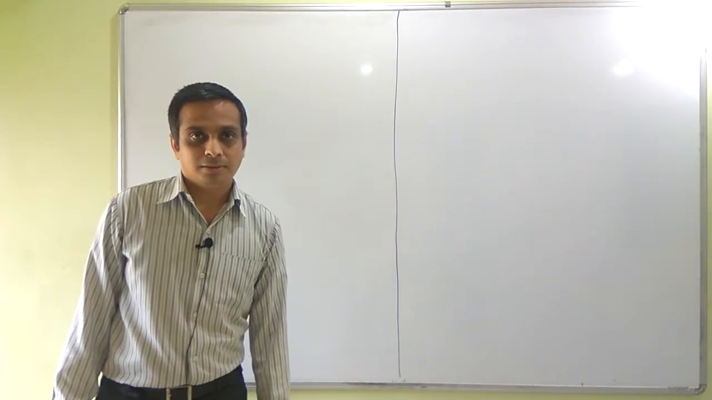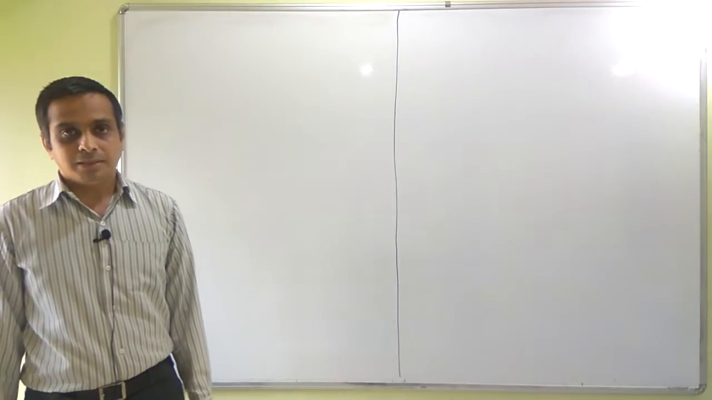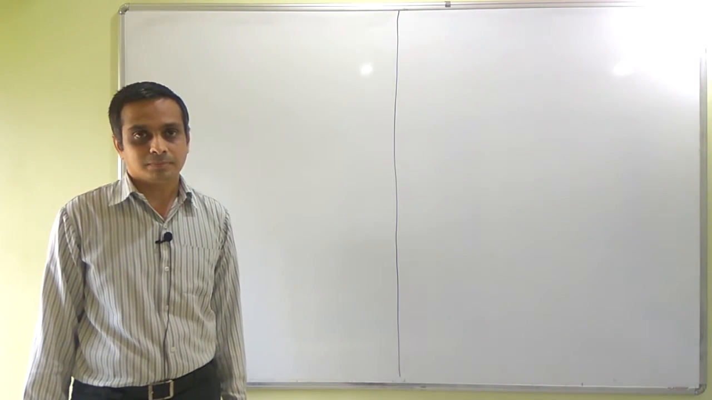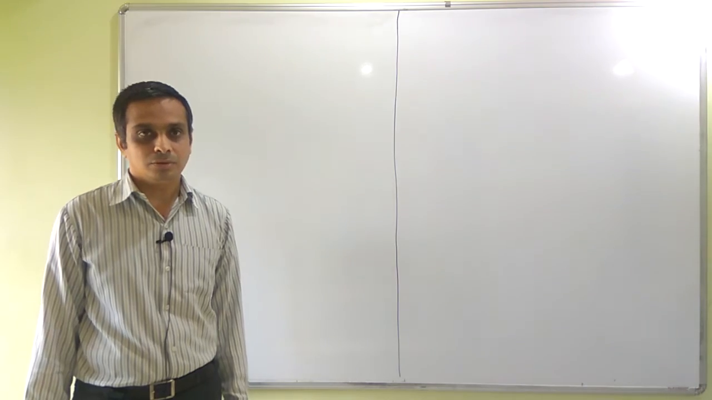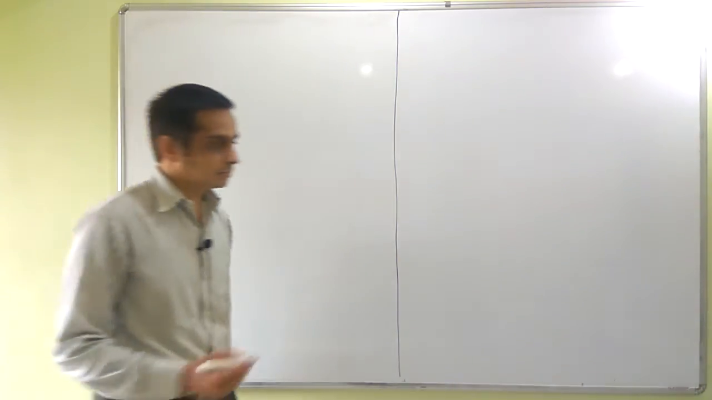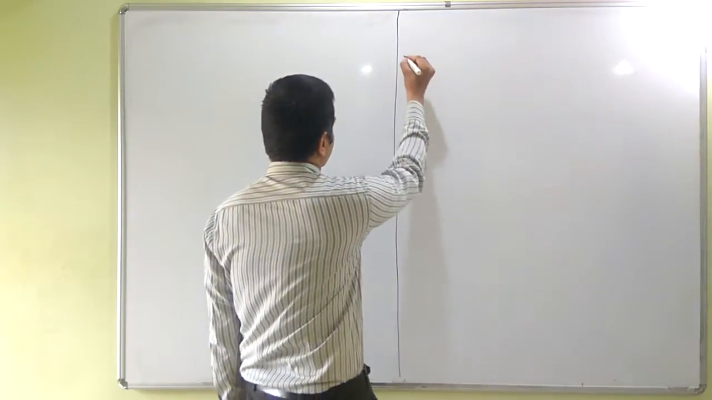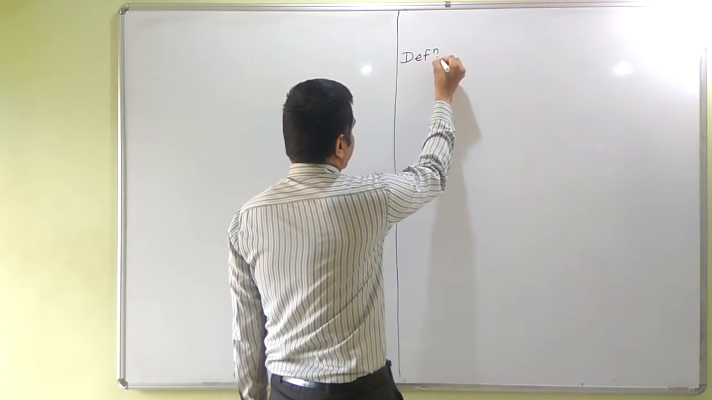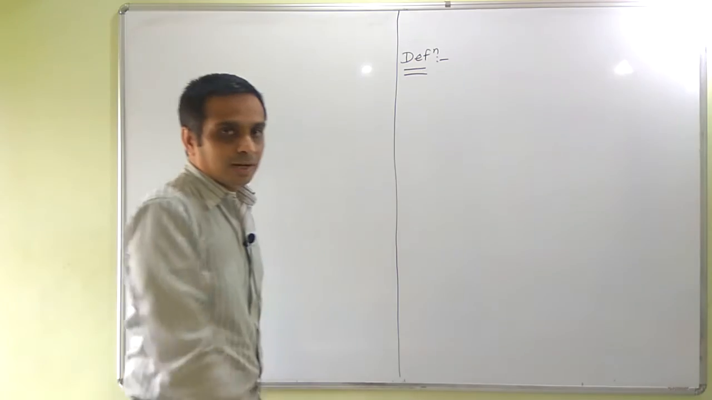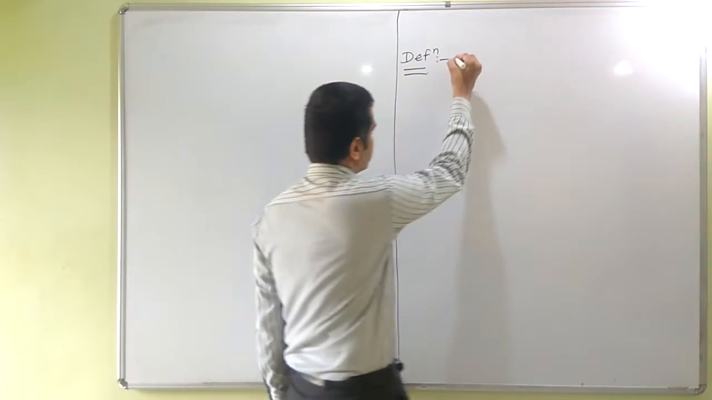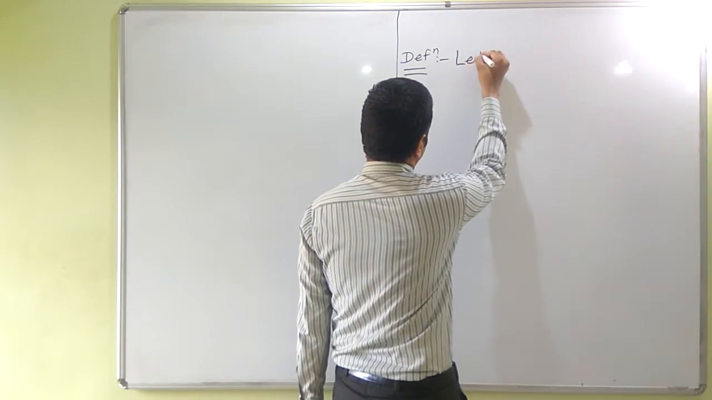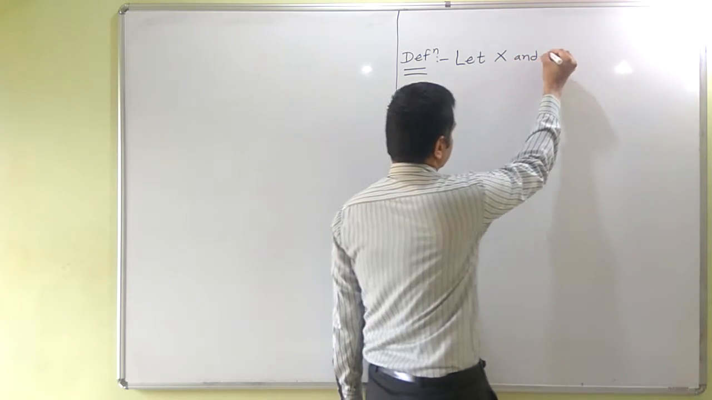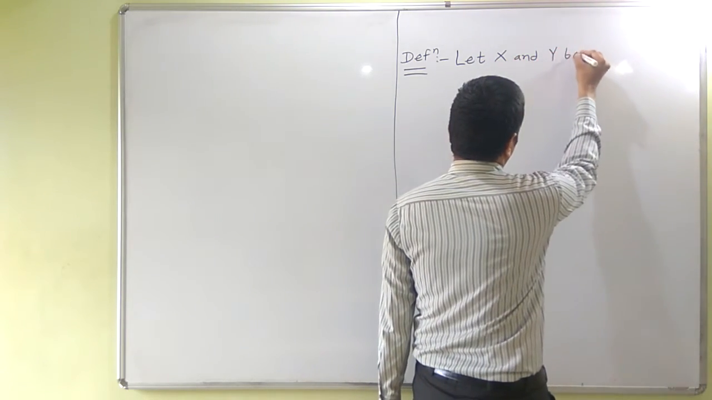Dear students, we begin this lecture by defining homeomorphism between two metric spaces. Let X and Y be metric spaces.